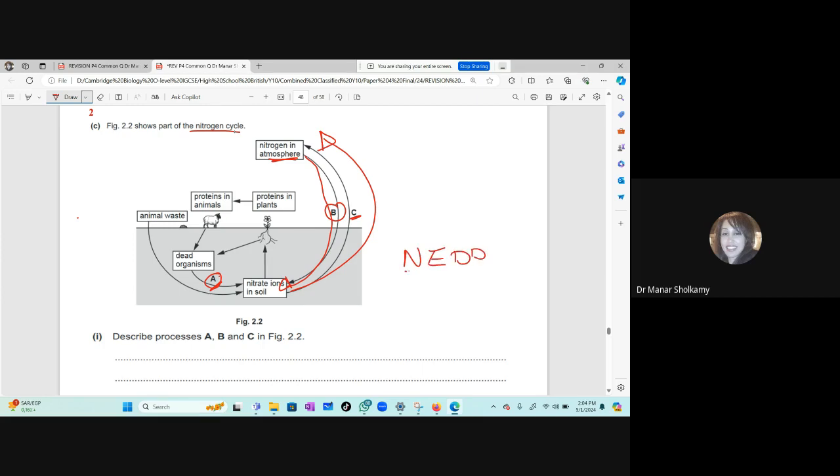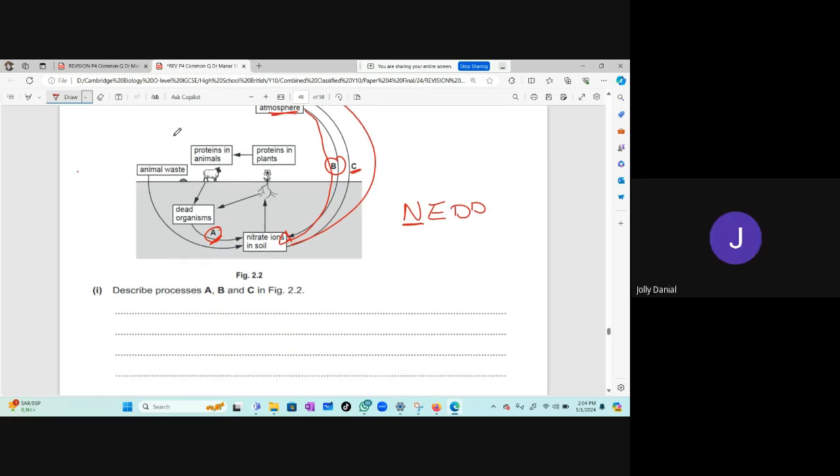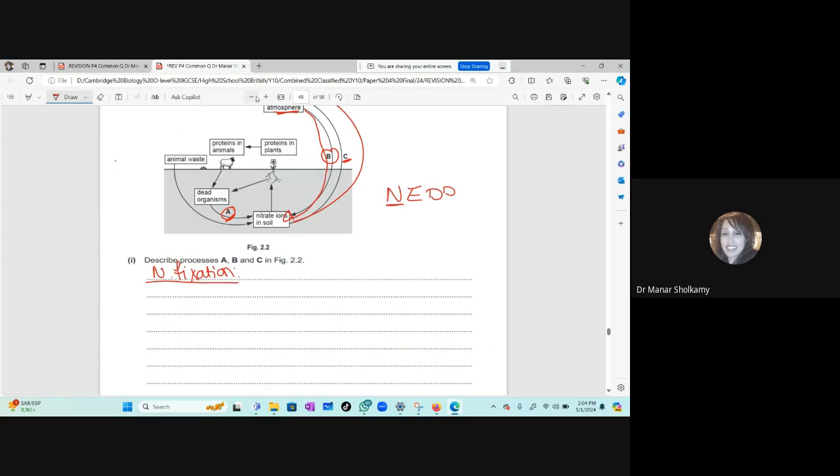Now, we said that we will remember it using NEDD, if you remember. Can someone tell me what does N stand for? Nitrogen fixation. Yes. And we will discuss it. Remind me, what is nitrogen fixation? Discuss it and refer to nitrogen fixation from the diagram. This is the full answer.